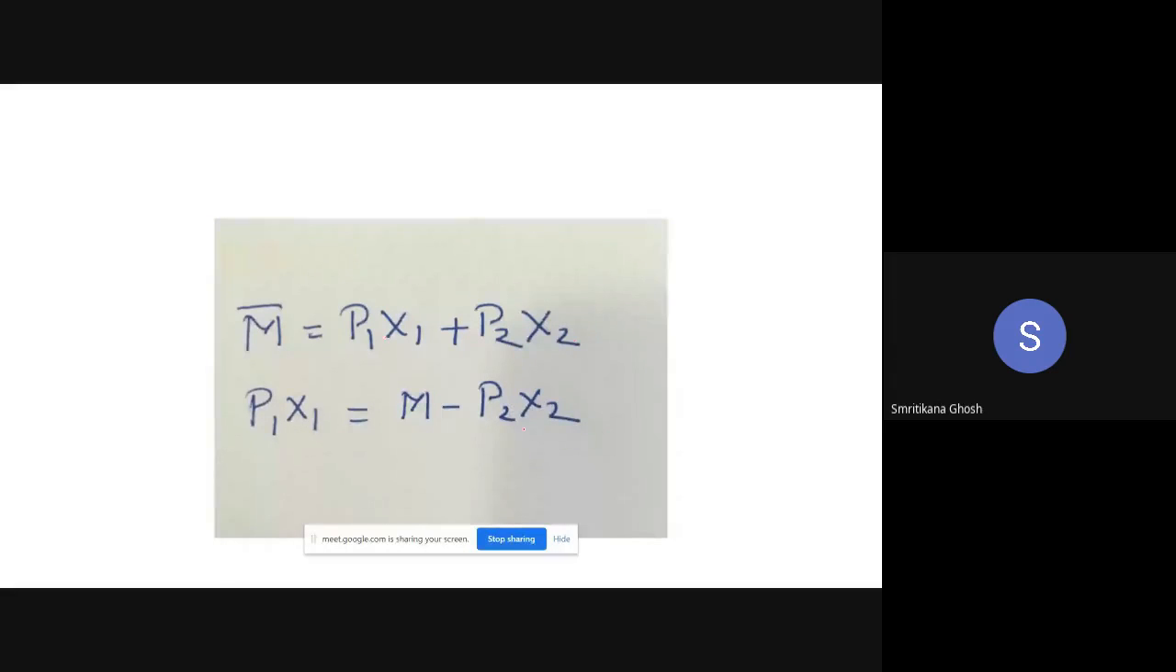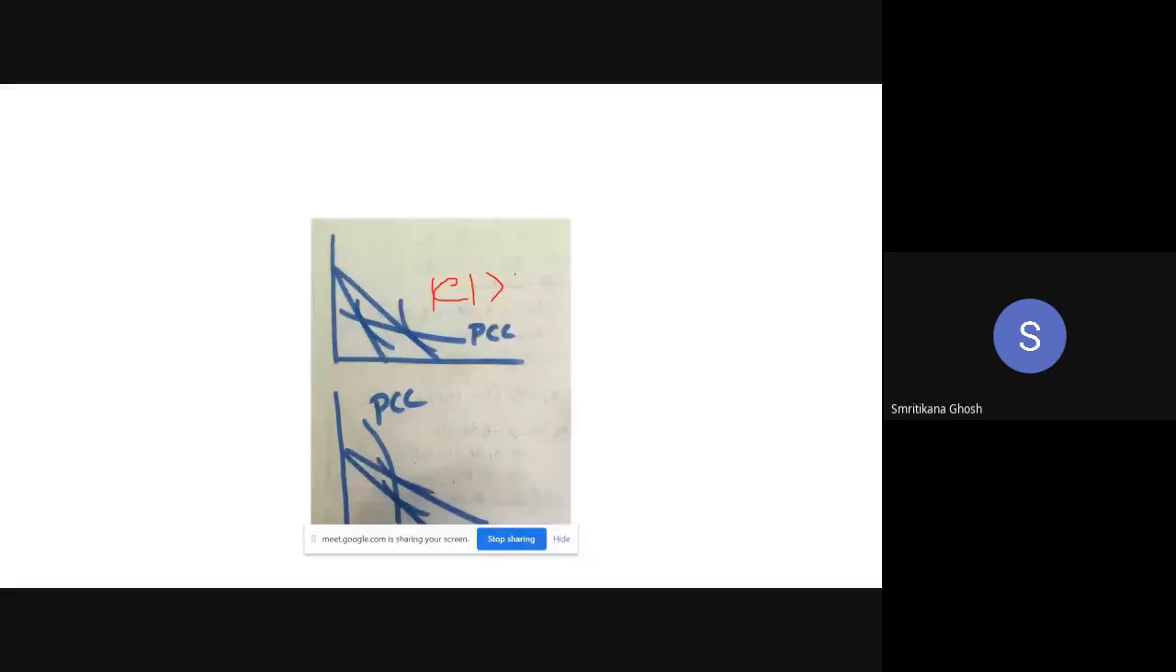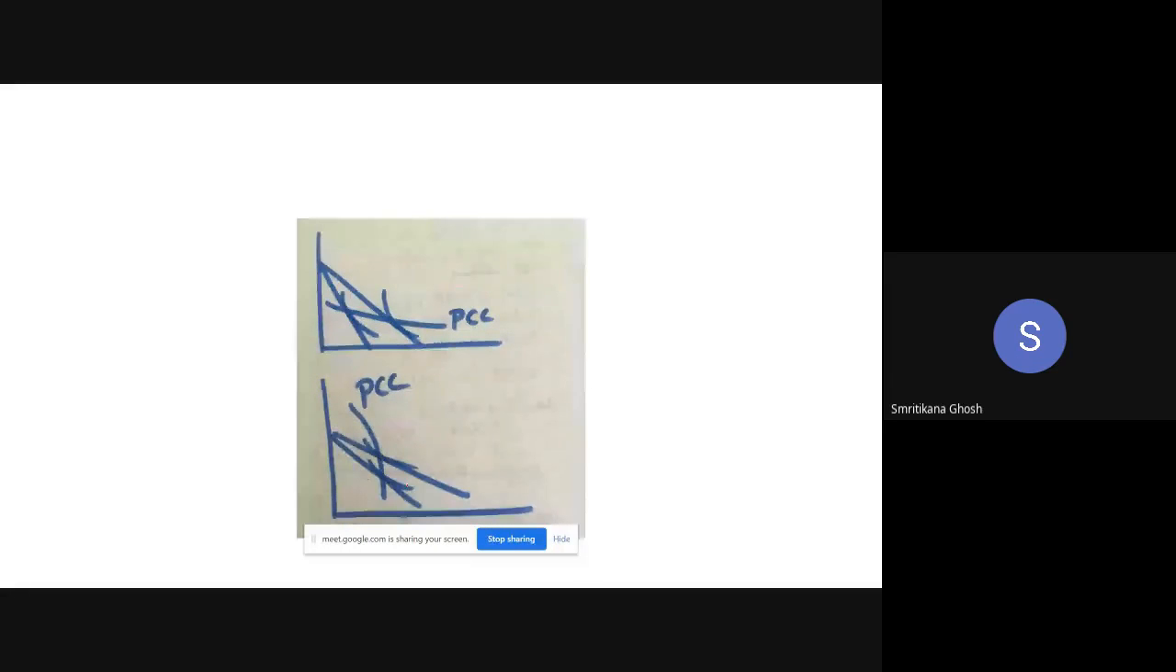X2 is falling, that means P2 X2 is falling. That means M minus P2 X2 is increasing, so P1 X1 should increase. That means an increase in P1 is a decrease in X1, the change in quantity. So the ratio is greater than 1. Here, this is obviously the elasticity of commodity X1, and it is greater than 1. Okay. What about the next diagram?